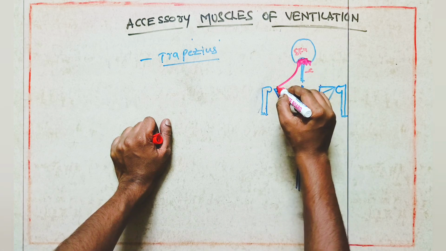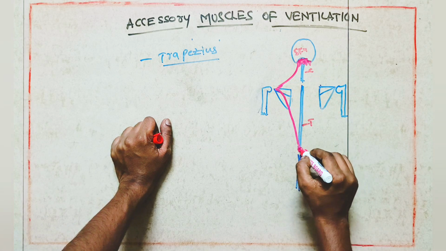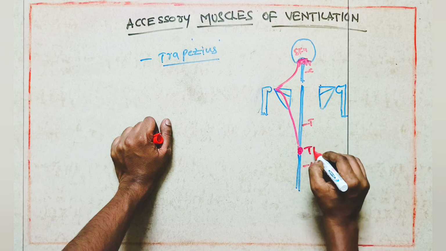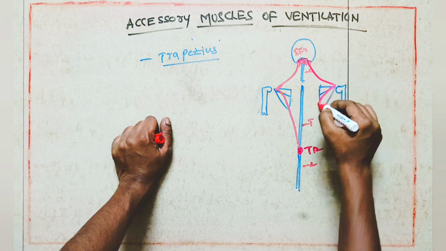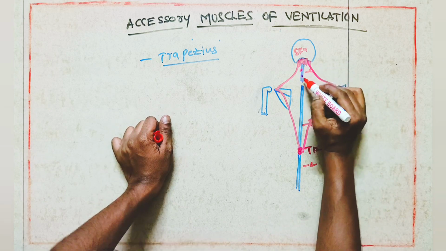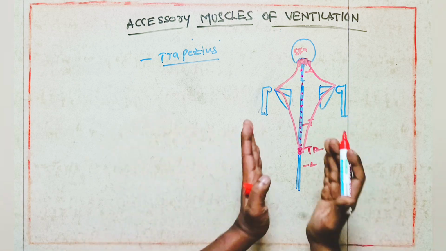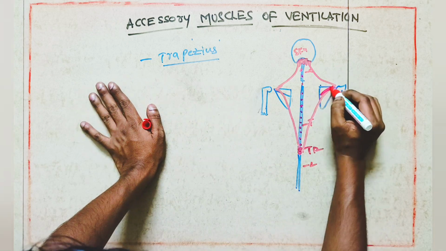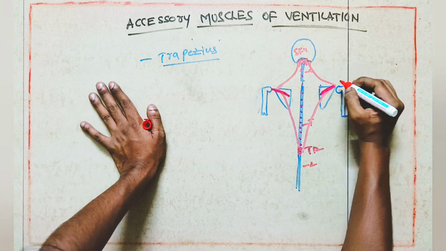So it will come like this, and it will insert. See, the insertion is different. So this is T12. This is completely filled by the trapezius muscle. So here the spinous process will come. The trapezius muscle will attach to all the spinous processes, and the insertion is over the spine of the scapula.